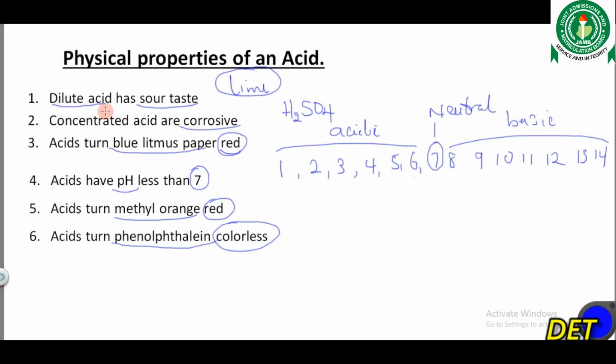Again, dilute acids have a sour taste. Concentrated acids are corrosive. Acids turn blue litmus paper red. Acids have pH less than 7. Acids turn methyl orange red. Then acids turn phenolphthalein colorless.